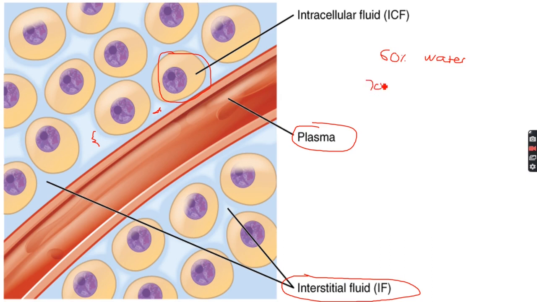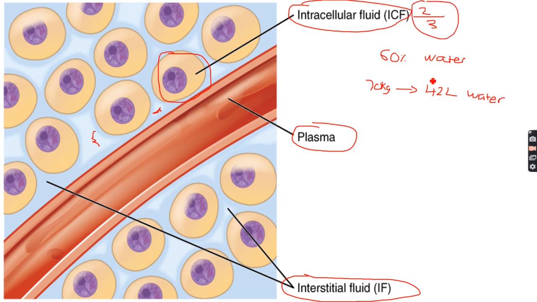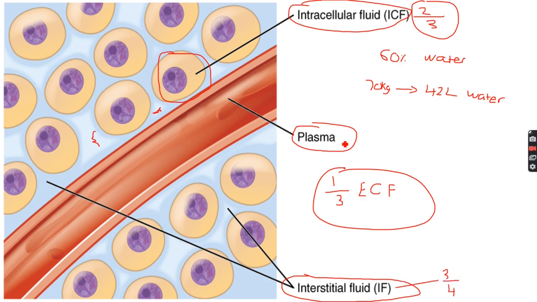A human body is made up of roughly 60% water. So in a 70 kg man, that is about 42 liters of water. Now, most of our fluid is actually intracellular. So that's where 2/3 of this 42 liters will be. And the extracellular fluid, so everything outside the cell, holds the remaining 1/3 of fluid. And of this extracellular fluid, 3/4 is inside the interstitial fluid, and the remaining 1/4 is inside the plasma.